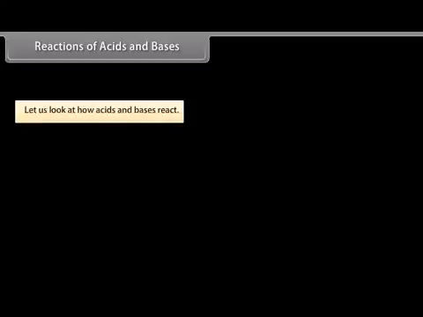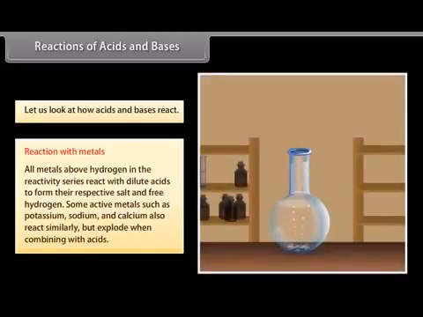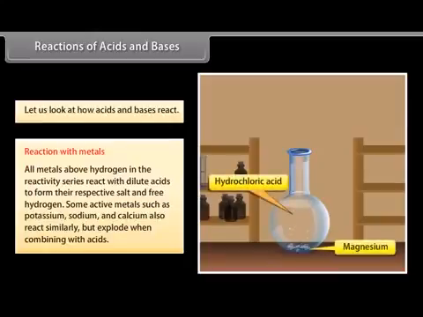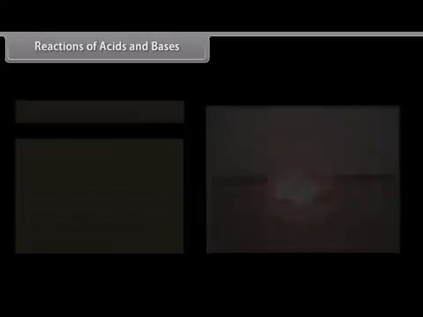Let us look at the different reactions of acids and bases with metals, metal carbonates, and metal hydrogen carbonates, and with each other. Reaction with metals. All metals above hydrogen in the reactivity series react with dilute acids to form their respective salt and free hydrogen. Active metals such as potassium, sodium and calcium also react similarly but explode when combining with acids.